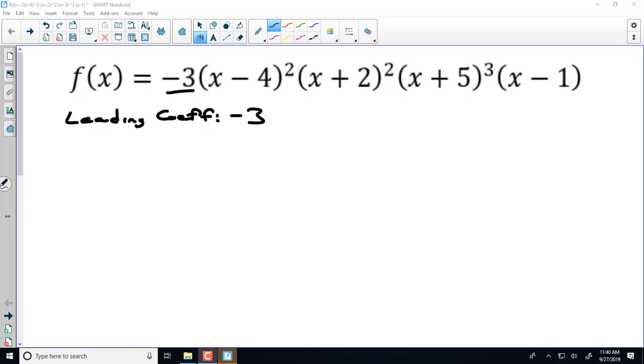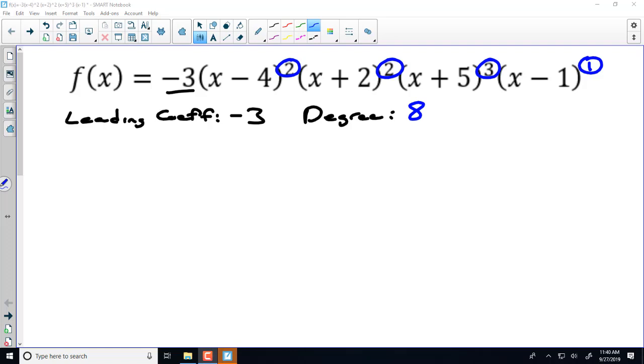The next thing we'll do is identify the degree of our polynomial. So what we're going to do is count up the powers that we see. We have a 2 here, 2 here, 3 here, and even though we can't see it, there's a 1 right there. So if we add those all up, we have a degree of 8: 2 plus 2 plus 3 plus 1.